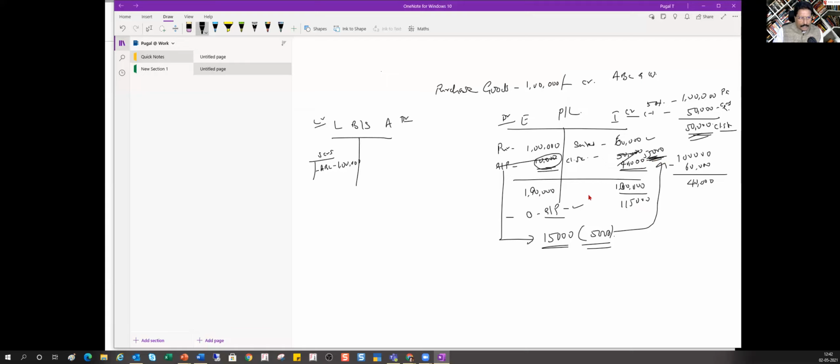Undervaluation means whatever profit you have actually earned, it is showing you a zero profit. Proper valuation gives you the right profitability which you have earned. Overvaluation gives you inflated profit, which is what we saw in this example, inflating your profit by 5,000 rupees. That is where the valuation of inventory plays a very important and critical role.